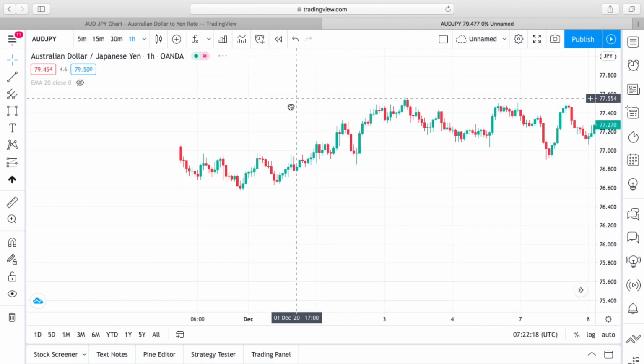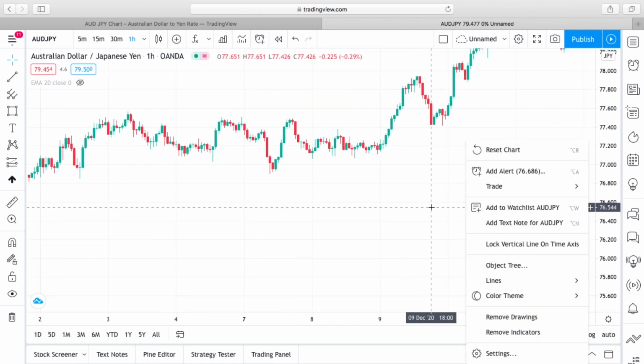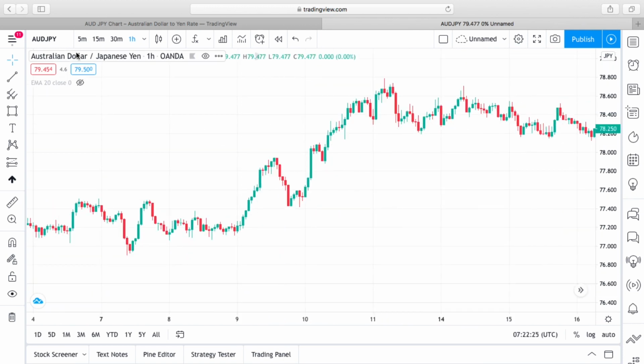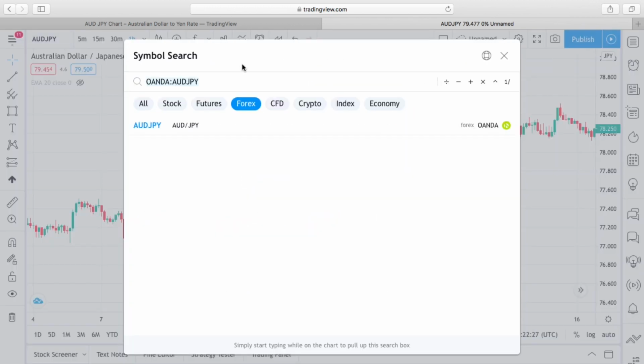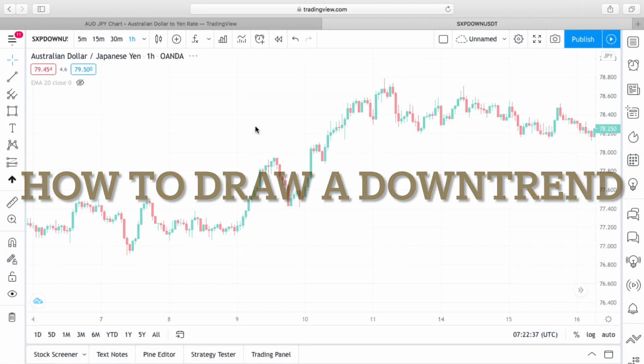So now this is how to draw an uptrend. So I'm going to try to show you how to draw a downtrend. So let's go to the XXP down. In crypto XSP down, I just want to show you how to draw a downtrend using the XSP down USDT.